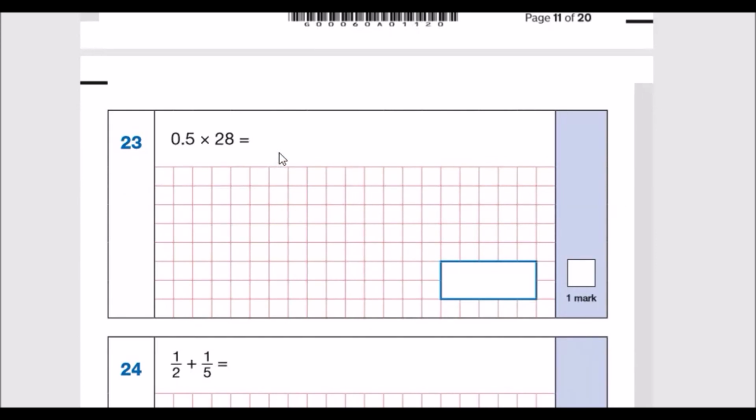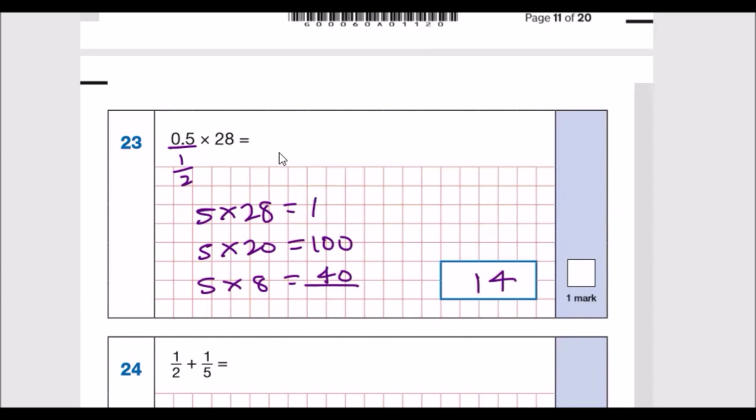So 0.5 times 28. Now, this one's literally, you guys should recognize that this means half. So this is half of 28, which is 14. If you did not know that, what we could do is 5 times 28 first. And that should give us, well, 5 times 20. So partition this. 5 times 20 is 100. And then 5 times 8 is 40, or whatever method you guys like. And you should get 140. And then because there's one decimal place, just cut off the 0. And then you get 14.